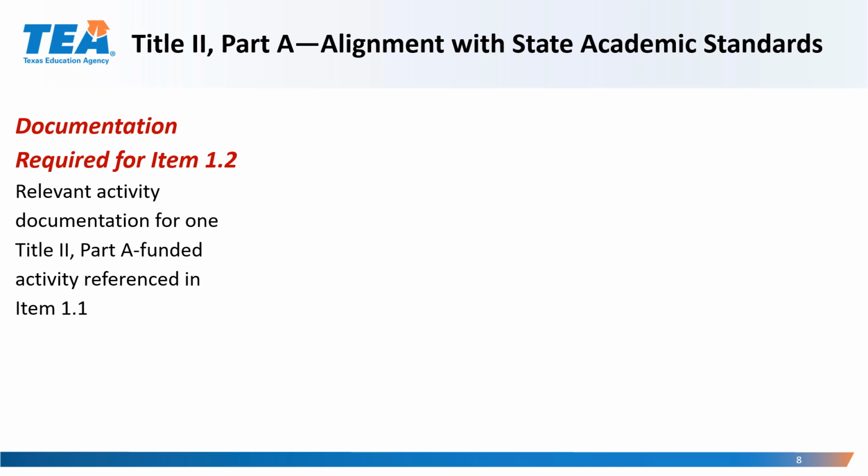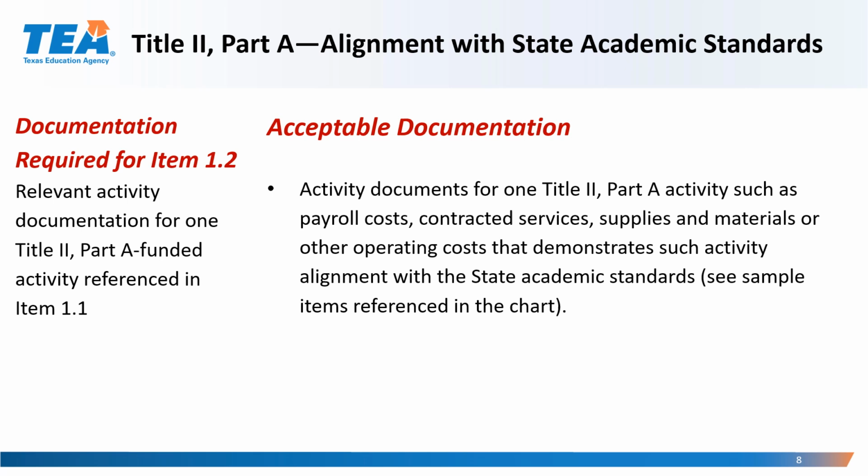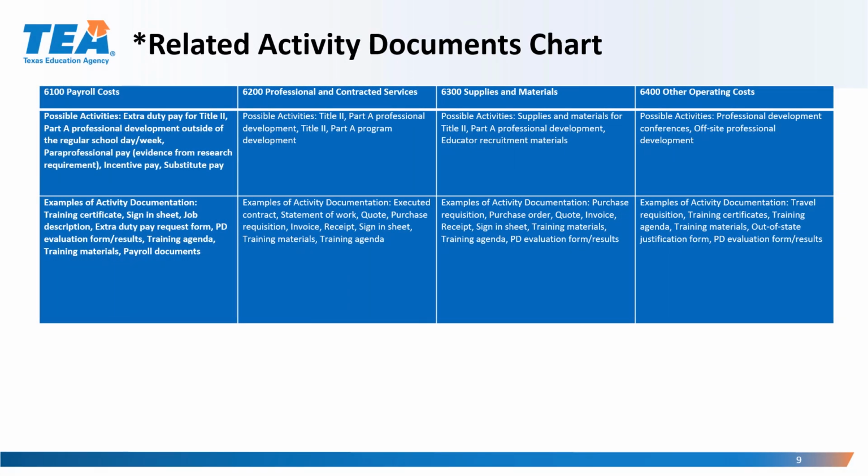The documentation required for item 1.2 is relevant activity documentation for one Title II Part A funded activity referenced in item 1.1. Acceptable documentation include activity documents for one Title II Part A activity such as payroll costs, contracted services, supplies and materials, or other operating costs that demonstrate such activity alignment with the state academic standards. Related activity documents must be appropriate for the selected activity in item 1.1.